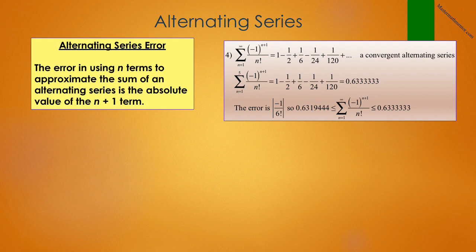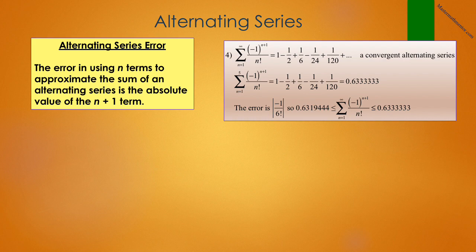Let's see this rule in action. We would like to find the range of the sum of the series summation n equals 1 to infinity of negative 1 to the n plus first power over n factorial using its first 5 terms. We first write out the series, summation n equals 1 to infinity of negative 1 to the n plus 1 over n factorial, and we get 1 minus a half plus 1/6 minus 1/24 plus 1/120.